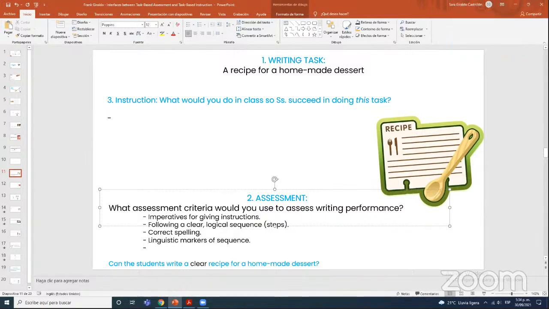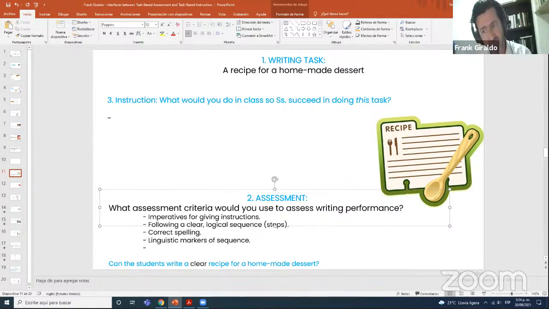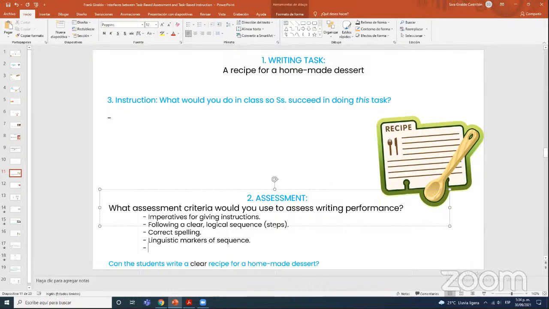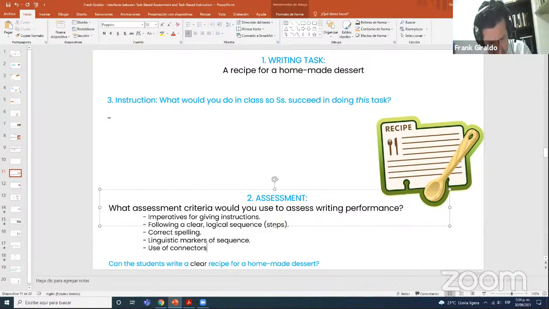Okay, what else? Provide them a rubric in advance. Well, that's also part of the assessment procedure, but it's not part of the assessment criteria. This is something you would do as a teacher, but it's not assessment criteria. Anything else? One last thing, Eliana. Use of connectors. Okay, I think we already have that in markers of sequence. So I'm gonna leave it like that.